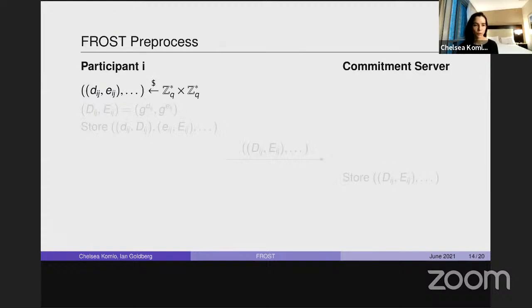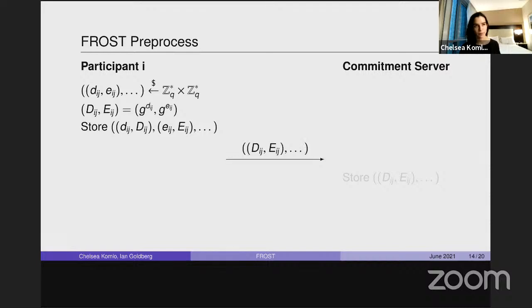Essentially the pre-process is the first round in this two-round signing protocol, but I'll introduce it in the pre-processing model. Every participant begins by generating two nonces, and then they generate two commitments to those nonces. And then they store these values locally, and then they publish their commitment.